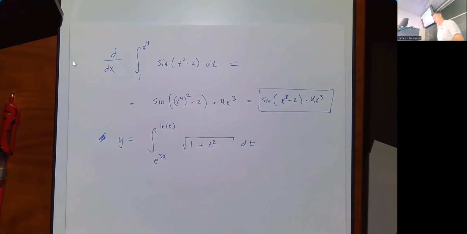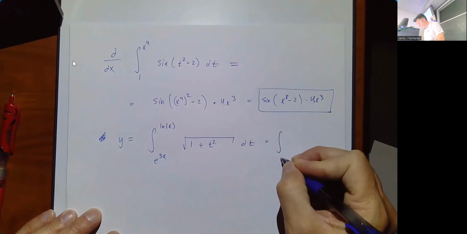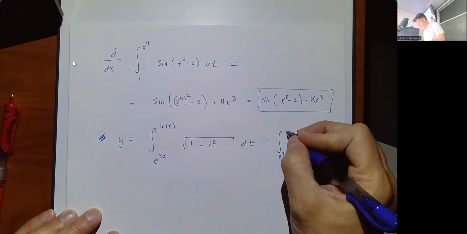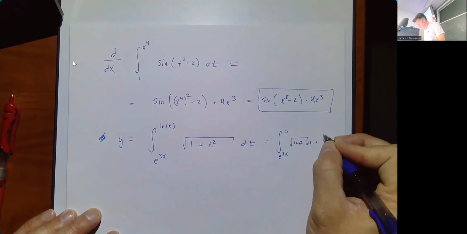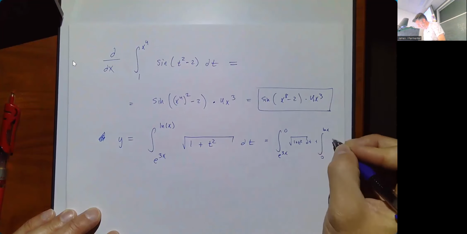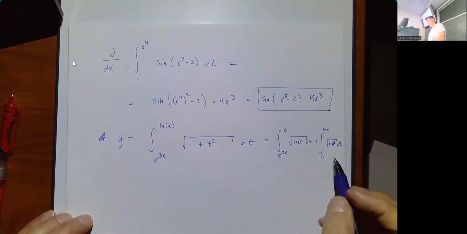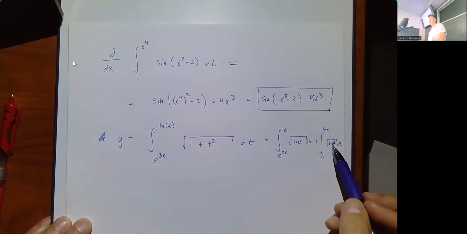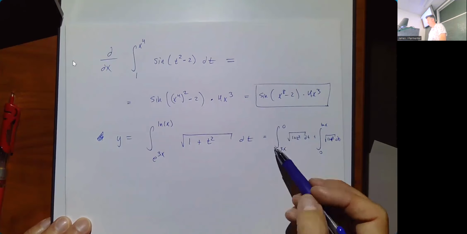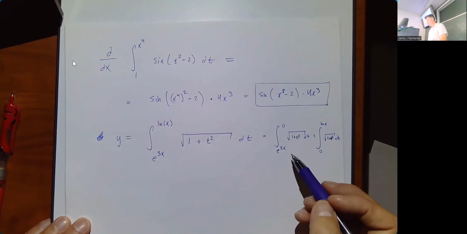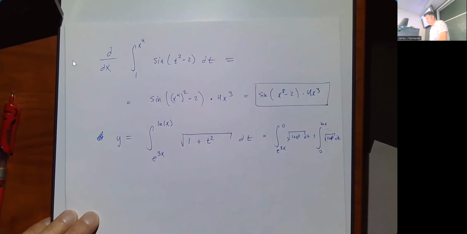If you really wanted to, you could break this up as the integral from e to the 3x to 0 of your function, you don't need to do this though, plus the integral from 0 to the natural log of x of your function. And then this one, if you take the derivative of it, would be your function, plug in natural log of x times 1 over x. And this one, you'd have to change the sign because the variable is in the wrong spot. So you'd have this one minus that one, which is exactly what we're saying we're going to get. But let's not do that.